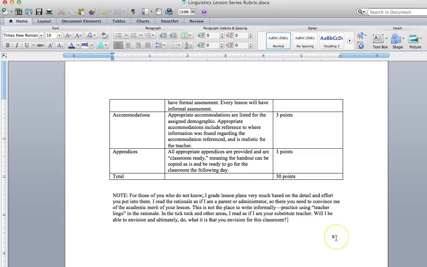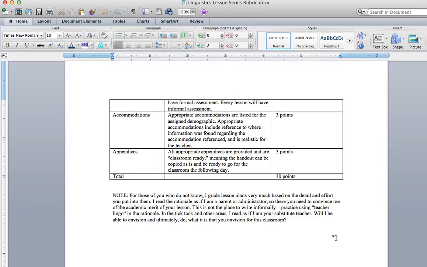Okay, so for those of you who don't know, I do grade lesson plans very much based on the detail and effort you put into them. I read the rationale as if I am a parent or administrator, so you need to convince me of the academic merit of your lesson. It shouldn't be whether or not students are interested in it, but rather why it is that you're doing what you're doing. And why should I, as an administrator or a parent, believe that what you're doing is academically sound and helpful educationally for the child.